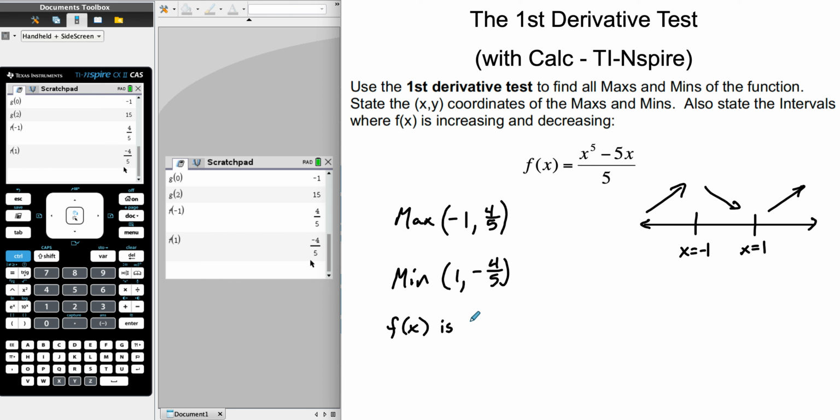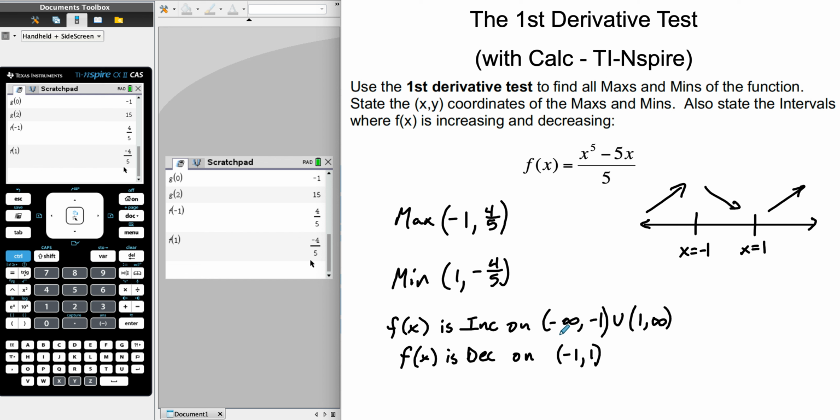So we're going to say f of x is increasing. You can just write INC in my mind, that's fine. And that's from -infinity, because it goes all the way to -infinity to -1, and again from 1 to infinity. So that's my increasing, and then it's decreasing on -1 to 1. Okay, so notice decreasing on -1 to 1, that fills in the gap where it's not increasing. And now you're done with this first problem. You have your intervals and your maxes and mins with their y values.